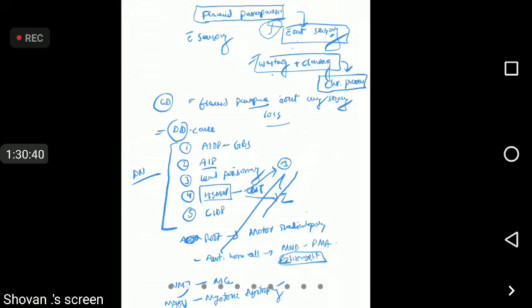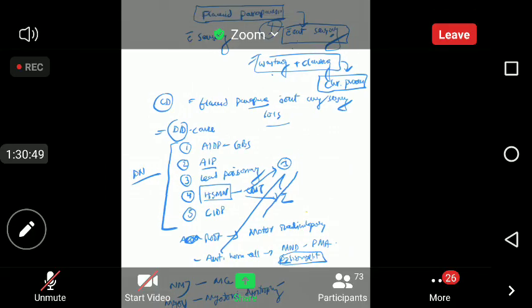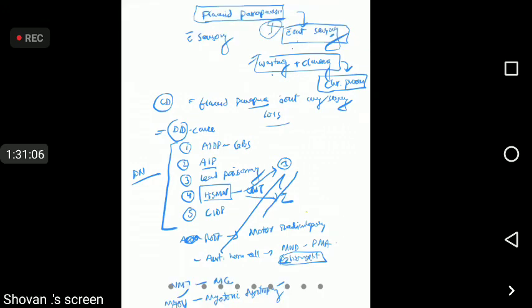So what may be the cause? It may be AIDP, that is acute inflammatory demyelinating polyneuropathy, or it may be CIDP. Most commonly it is acute intermittent porphyria. Again, in porphyria there is a lead cause. So lead poisoning, hereditary sensory motor neuropathy, and then maybe motor radiculopathy.